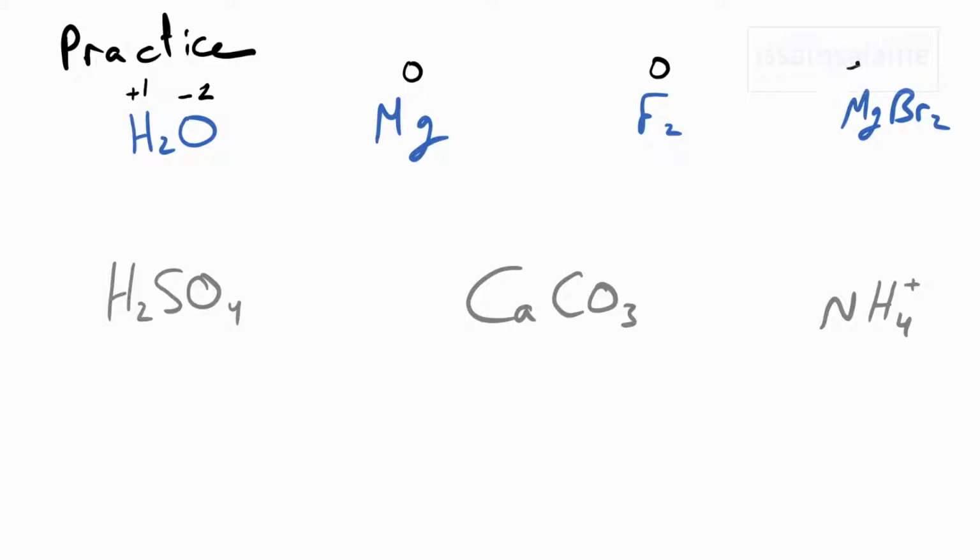Magnesium bromide, magnesium is in group 2, so it's +2. Bromine, since we have 2 atoms of bromine to cancel the +2, each one is -1.